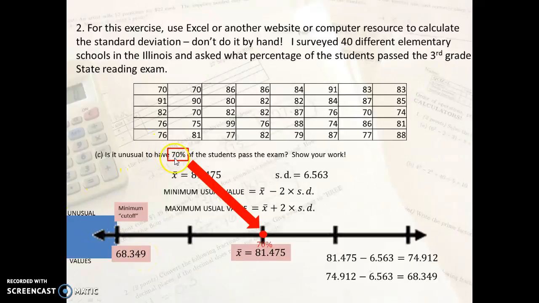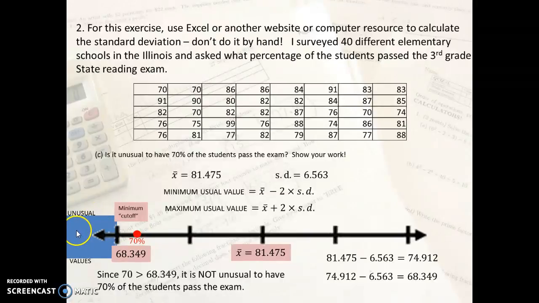If I'm looking at 70% of the students, I can plot that. It doesn't have to be precise, but that 70 is going to go right about here. That's not unusual. Notice I didn't say it's usual. I said it's not unusual. There we go. Not unusual.